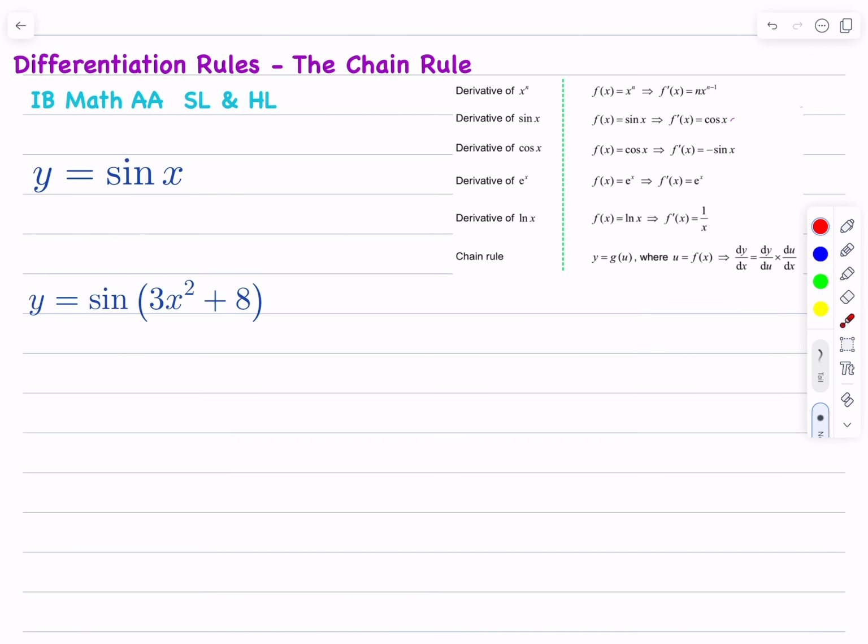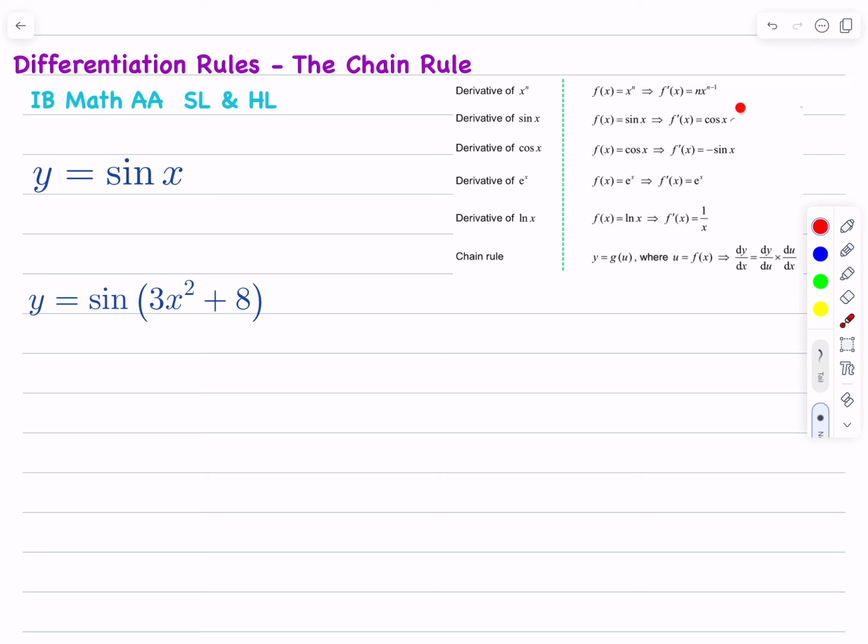Hello everyone. In this video we'll be studying differentiation rules. We will be focusing on the chain rule. We will understand the chain rule deeply and learn how to apply it correctly with some functions. And after that we will learn some tips on how to apply the chain rule very quickly. This topic is under the IB Mathematics Analysis and Approaches Standard Level and High Level.